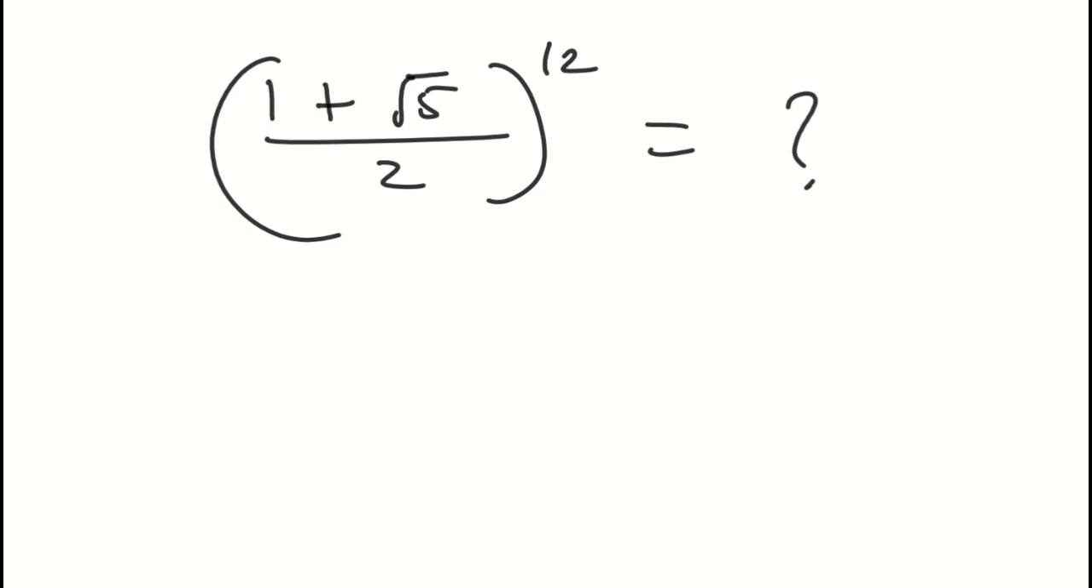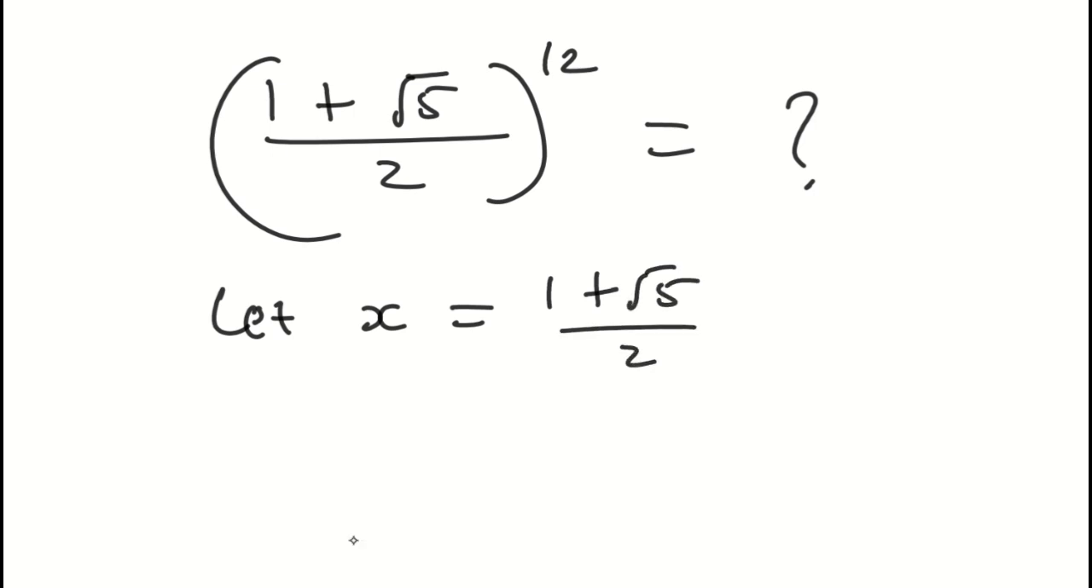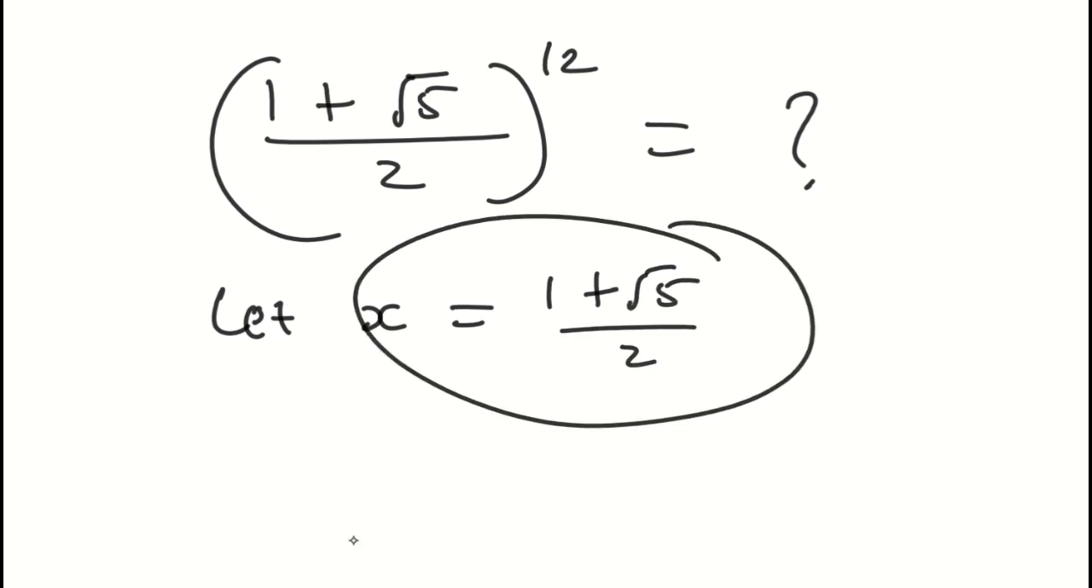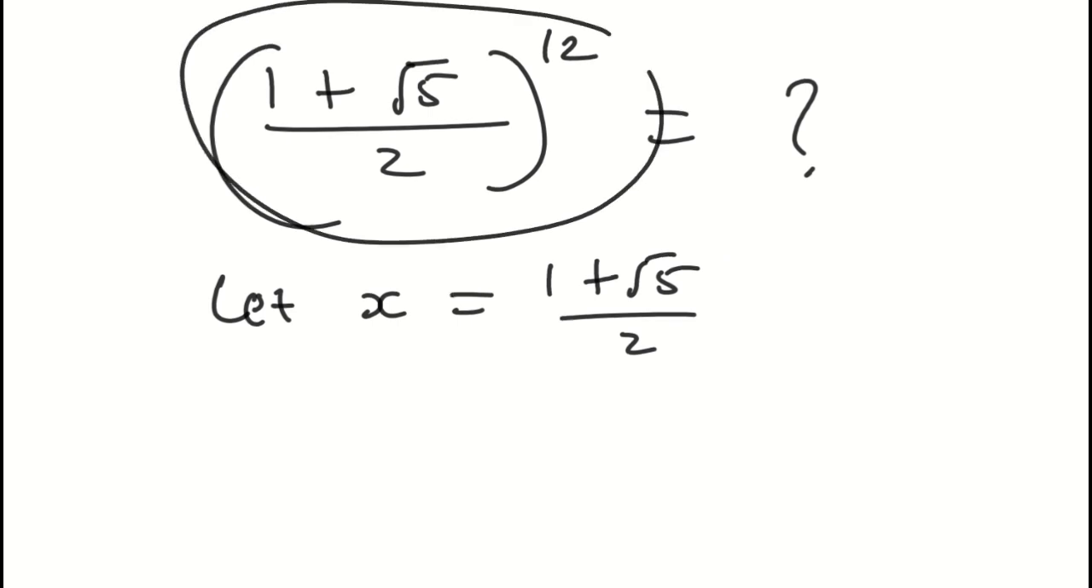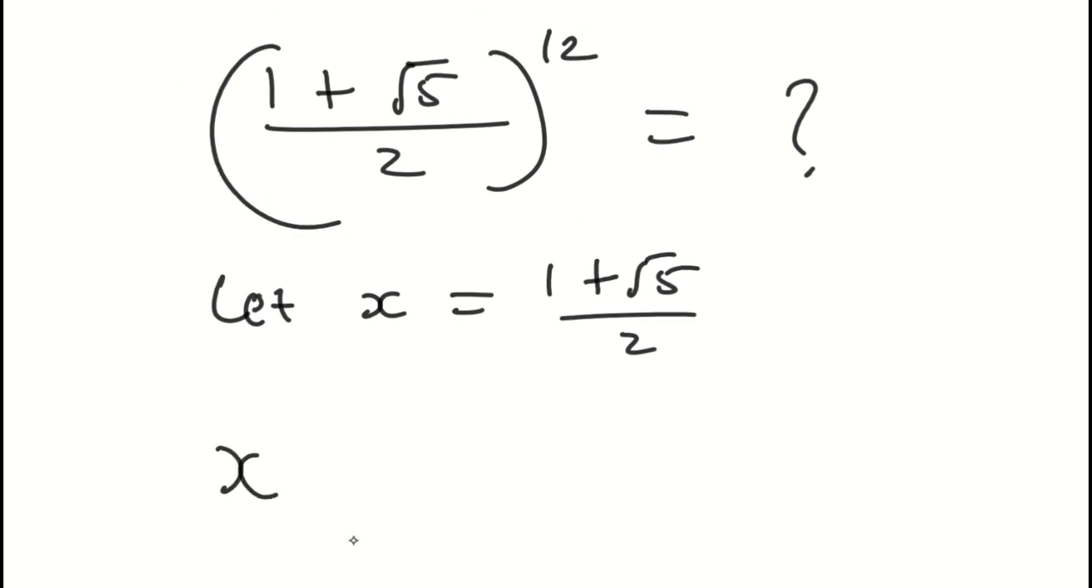So, first of all, let me start by saying let x be equal to this expression we have in the bracket. So, that's 1 plus root 5 over 2, right? So, if x is equal to 1 plus root 5 over 2, it means that this right here is going to be x raised to the power of 12. So this is what we are looking for, right? We are looking for x raised to the power of 12.